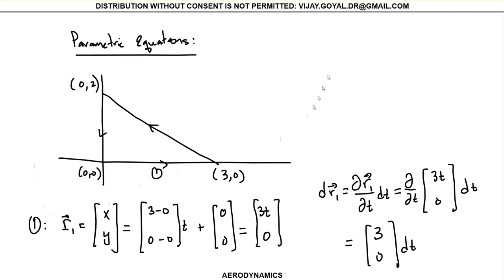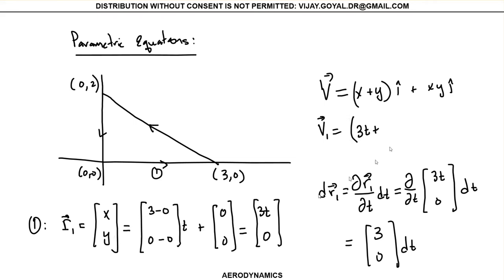Now, also note that the flow across this line, the velocity, was given by x plus y i plus xy j. So the velocity, in this segment 1, x is equal to 3t, plus y is equal to 0, i, plus 3t multiplied by 0, this is j. So this is actually going to equal 3t i. So this is the vector.